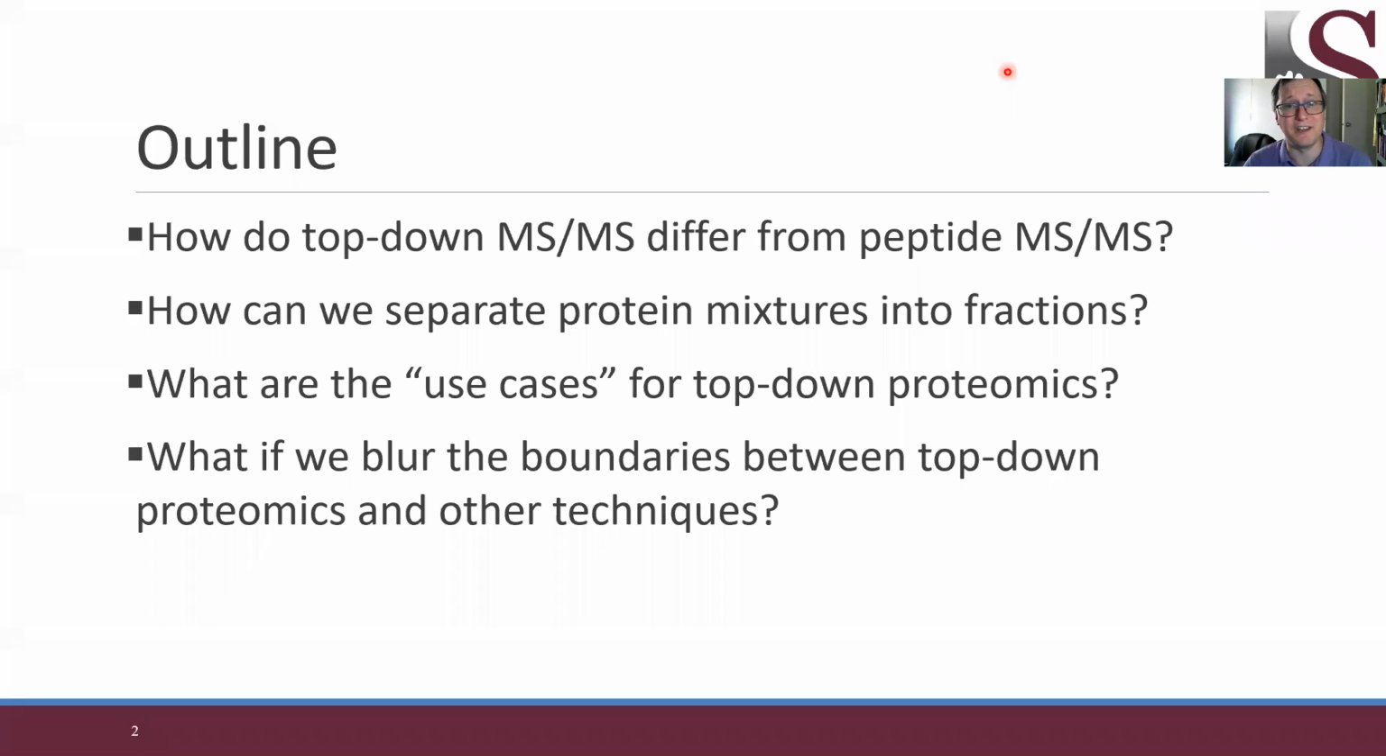Now. Great, so if you're just joining the recording, we've just gone through this outline to say we're going to talk about how top-down data differ from bottom-up data, how we can separate proteins efficiently, because separation is the key to giving our mass spectrometers a lot of different opportunities to look at ions in the mixes. We're going to spend a lot of time on applications of top-down proteomics, and finally talk about what happens if we alter the boundaries between top-down technologies and others.